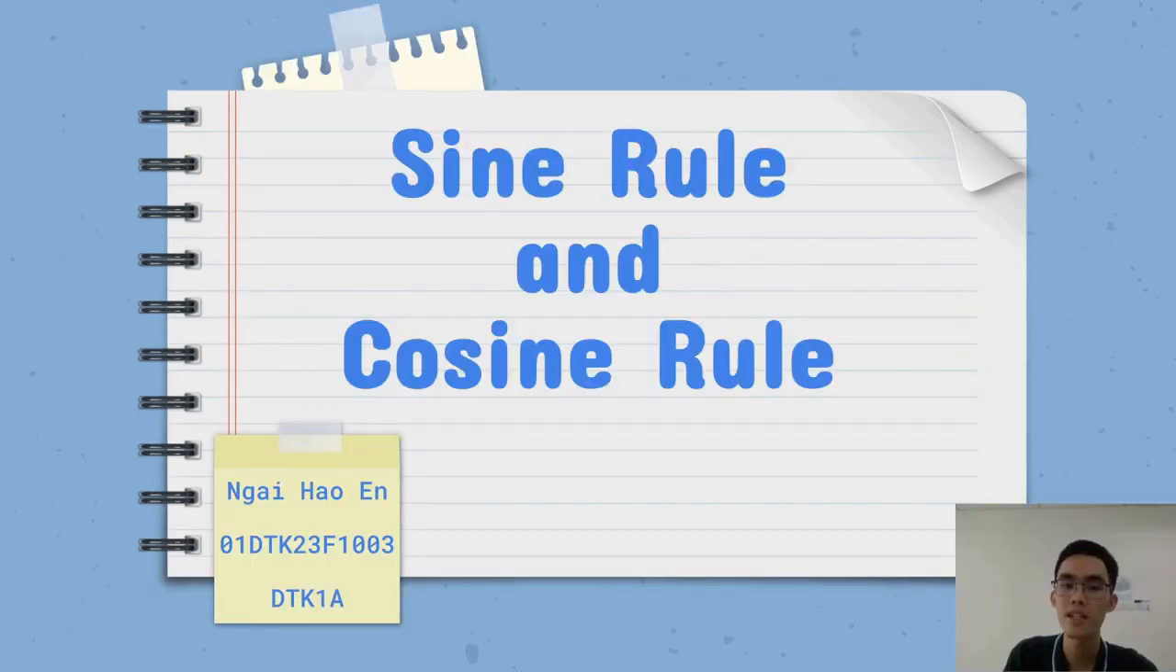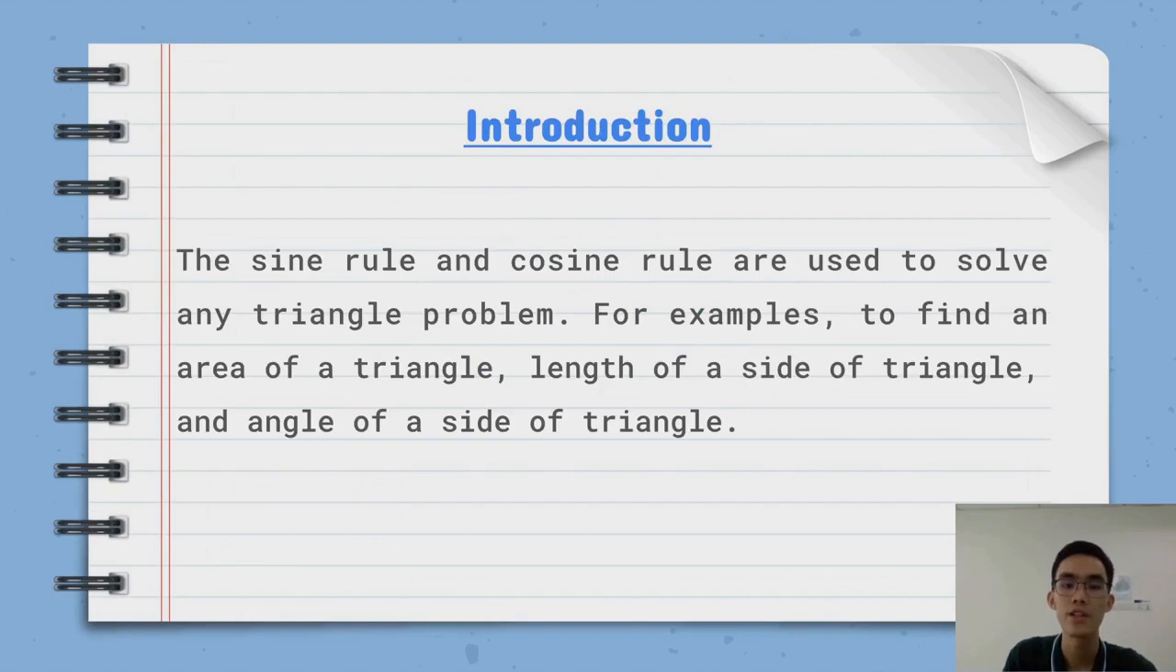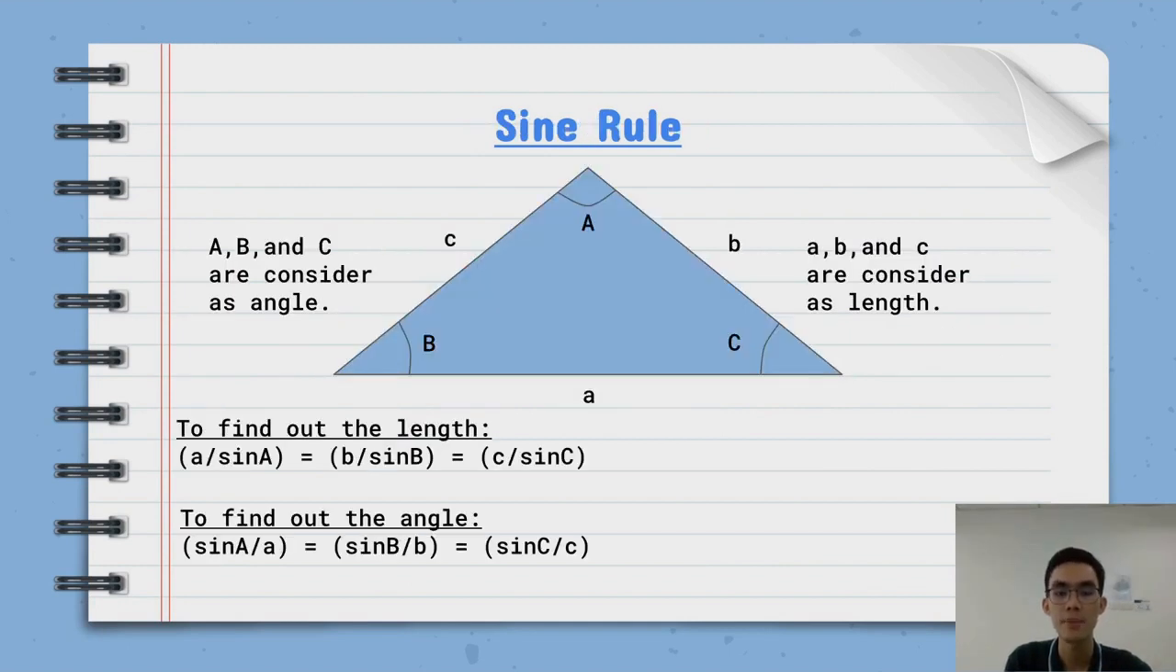Now we are talking about the sine rule and the cosine rule. For the introduction, the sine rule and cosine rule are used to solve any triangle problem. For example, to find the area of a triangle, the length of a side of a triangle, and the angle of a triangle. The slide showing right now is about the basic theory of the sine rule. The capital letters A, B, C we can consider as the angles of the triangle, and the small letters a, b, c we can consider as the lengths of the sides of the triangle.